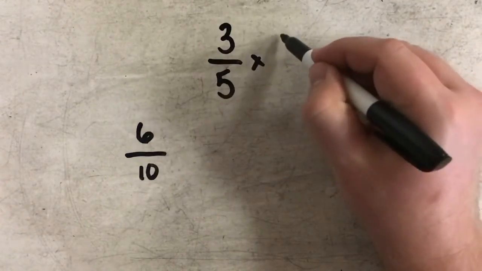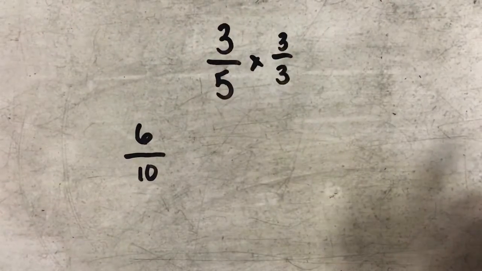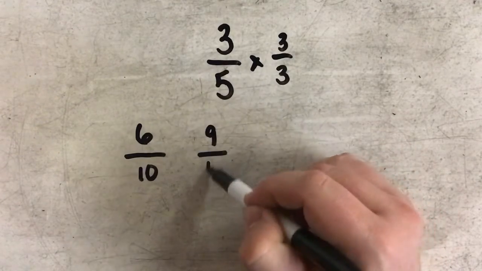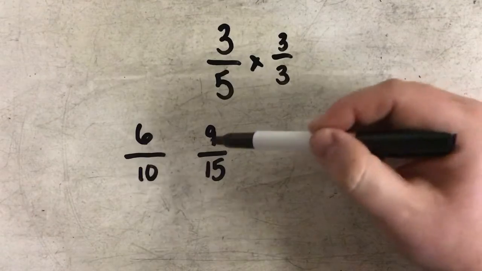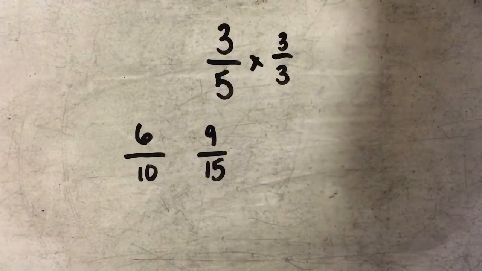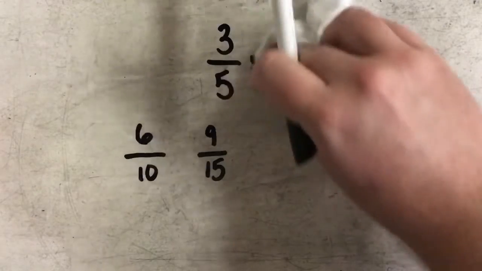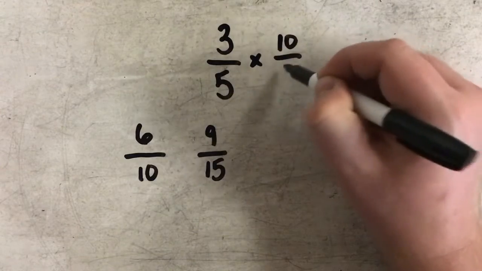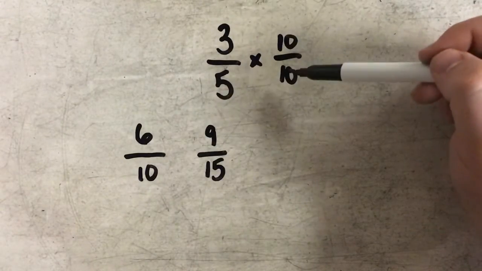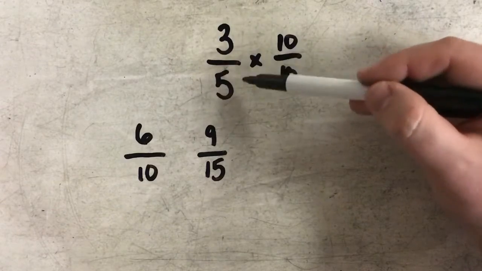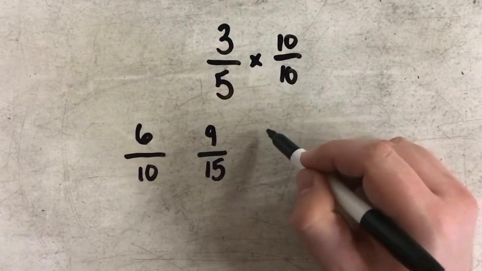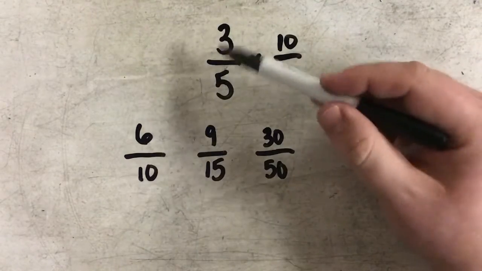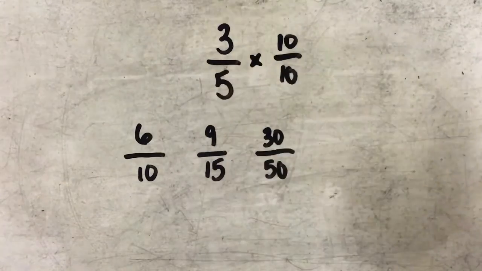I could also multiply it by 3/3, same one that we did the last problem. 3 times 3 gives me 9. 5 times 3 gives me 15. So I could say that 9/15 is also equivalent to 3/5. I don't have to go straight in order. I can multiply by larger numbers as well, as long as it's the same and as long as I'm doing it to both the top and the bottom. In this case, 3 times 10 is 30, and 5 times 10 is 50. So I could say that 3/5 is also equivalent to 30/50.